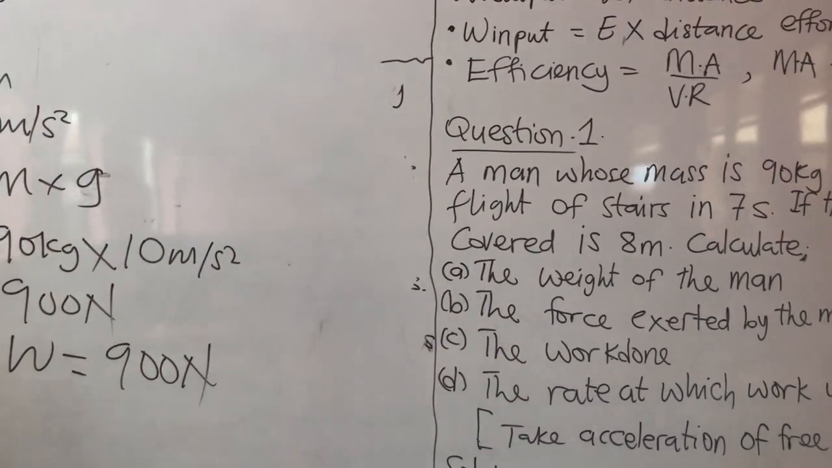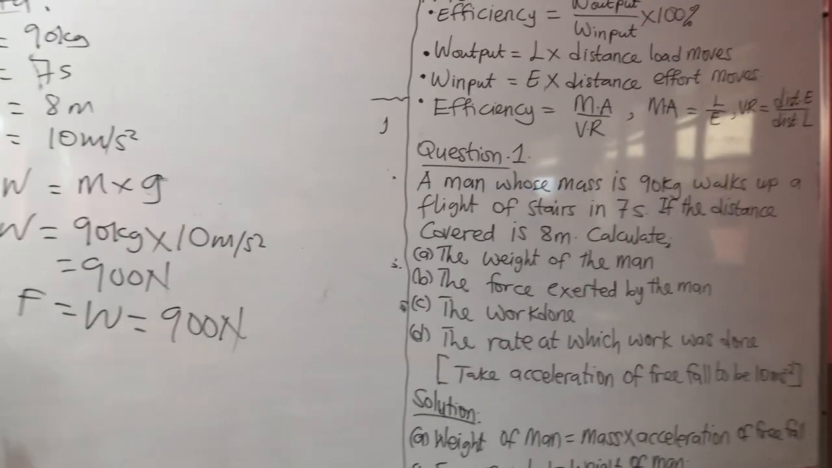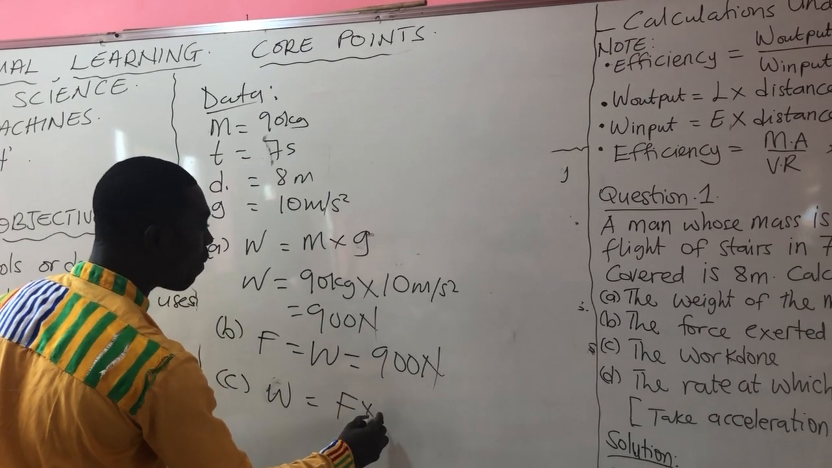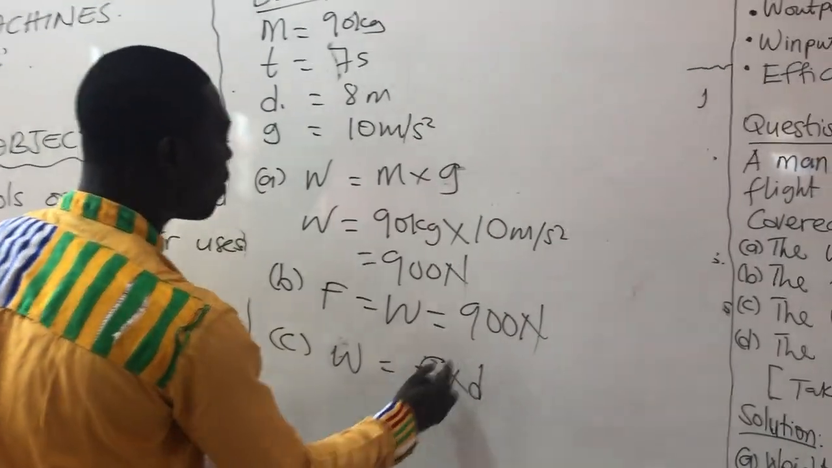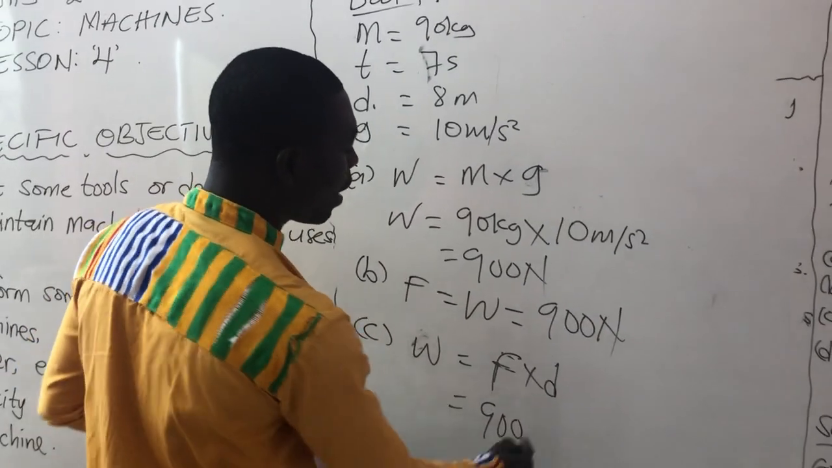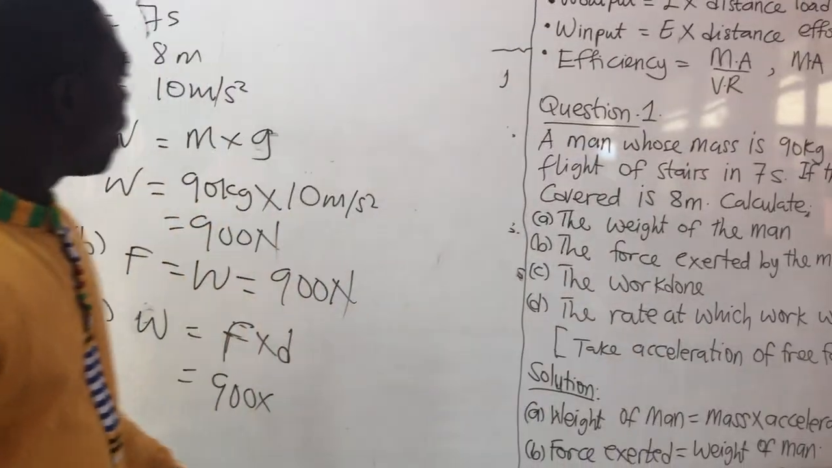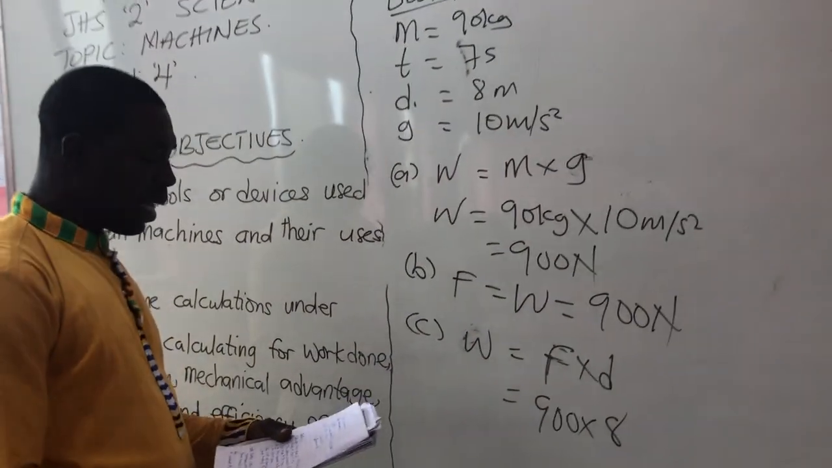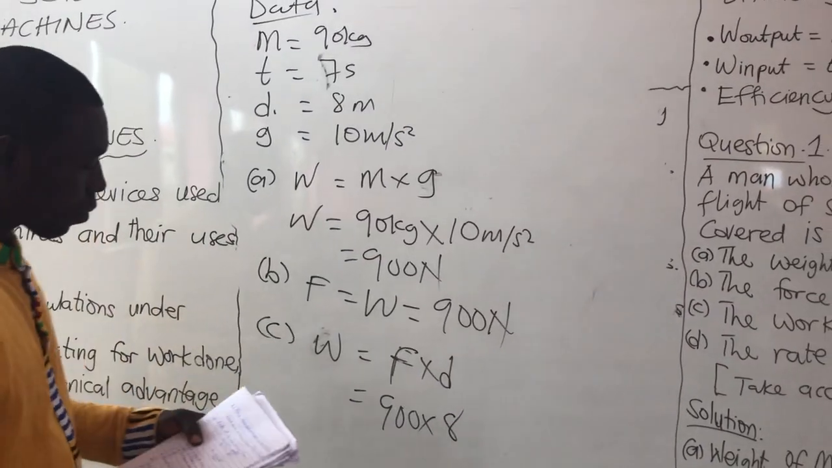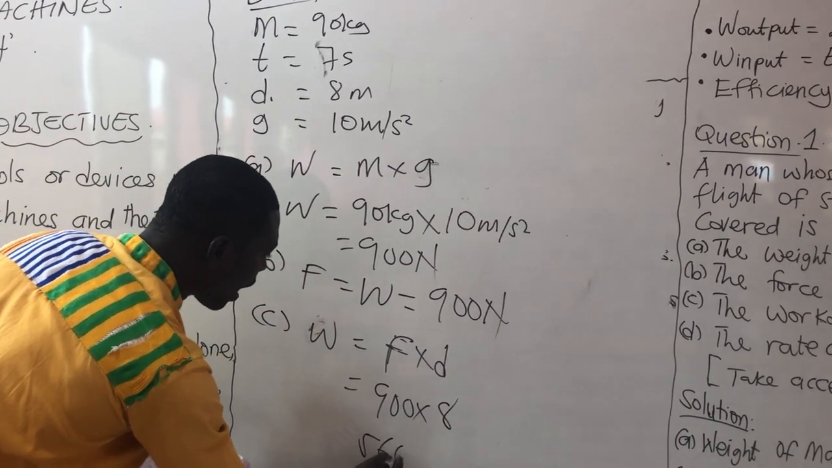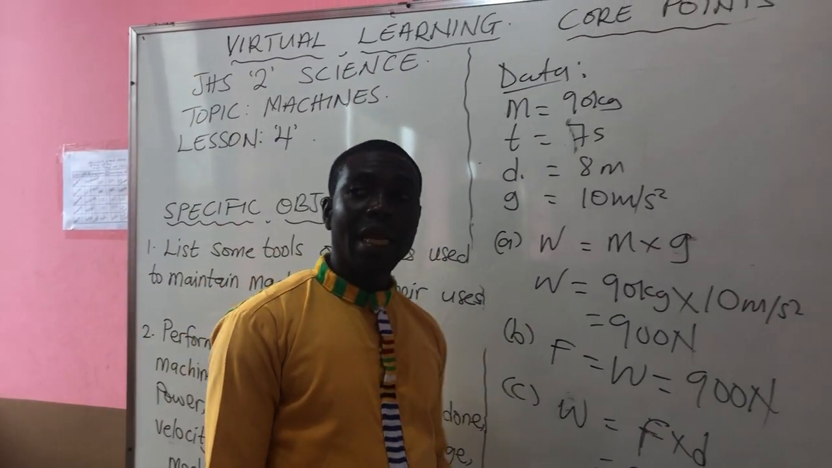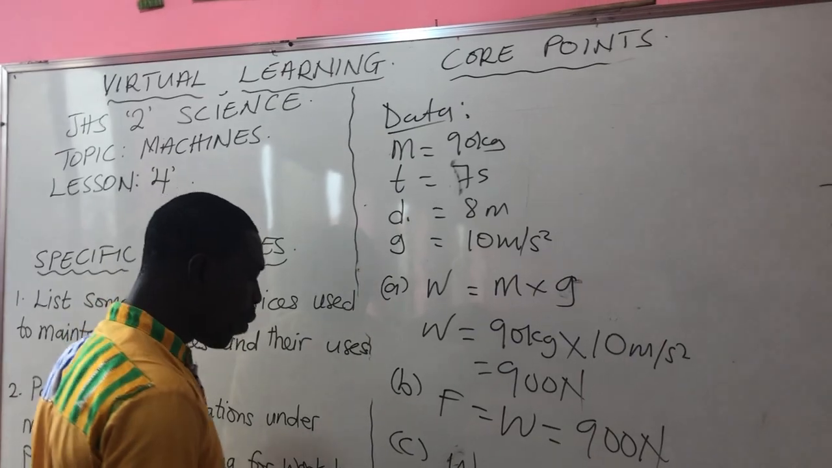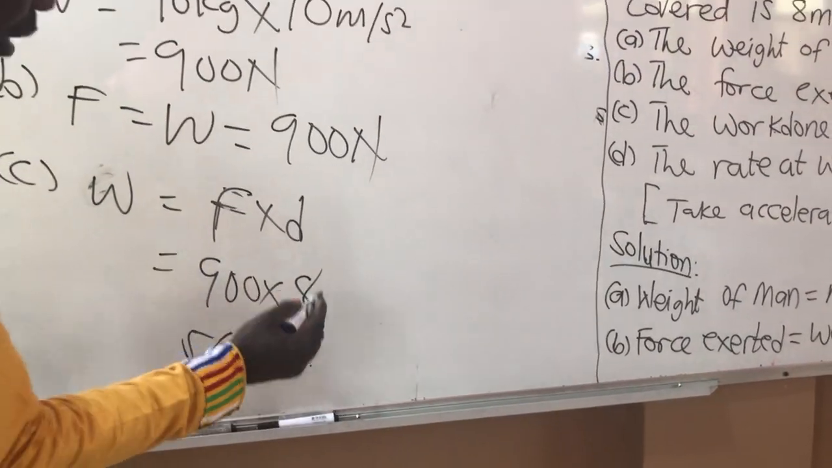What is the mathematical expression for work done? Work done, W, is equal to force times the distance moved by the man, so F times D. The force is 900, times the distance covered by the man, which is 8 meters. And this gives us a total of 5,600. What is the unit for work done? Work done and energy have the same unit, which is joules. So we have our total work done to be 5,600 joules. Don't forget your unit.